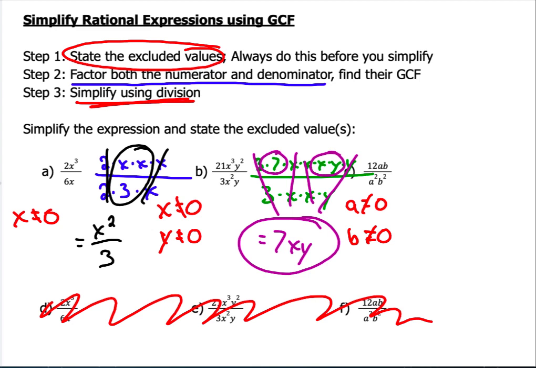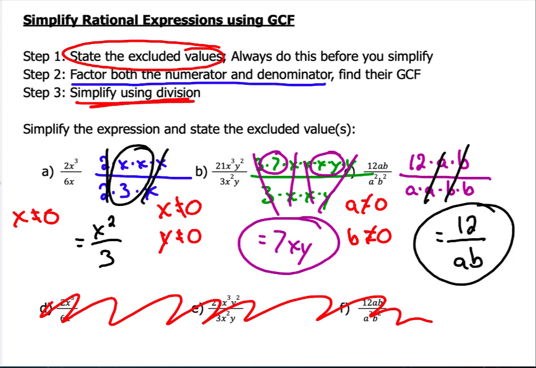So 12ab, well, that's 12 times a times b. I'm not going to break the 12 into pieces simply because there's no number in my denominator other than a 1, so I know there's nothing I can cancel out of the 12. Here I have a times a and b times b. I can cancel an a and a b, and I'm left with 12 in my numerator and a, b in my denominator. So that's how I use my factoring and my simplifying skills, all to simplify those expressions.